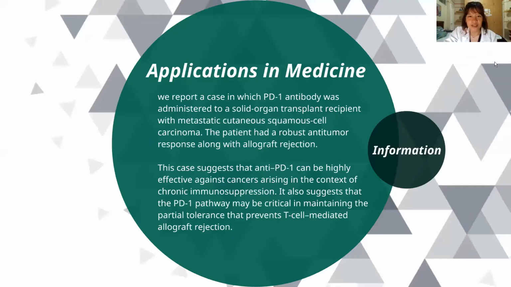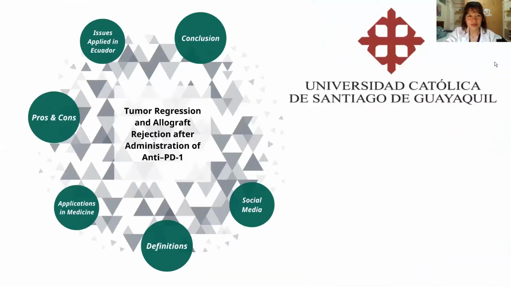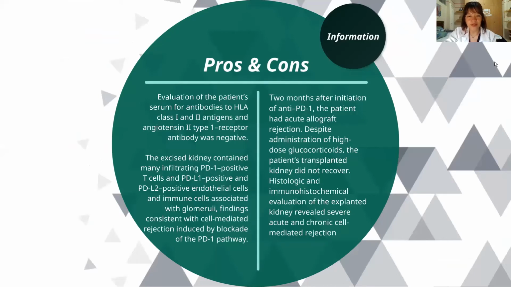Okay, so next we have pros and cons. Pros: evaluation of the patient's serum for antibodies to HLA class 1 and 2 antigens and angiotensin 2 type 1 receptor antibody was negative. The excised kidney contained many infiltrating PD-1 positive T cells and PD-L1 positive and PD-L2 positive endothelial cells, and immune cells associated with primarily findings consistent with cell-mediated rejection induced by blockade of the PD-1 pathway.